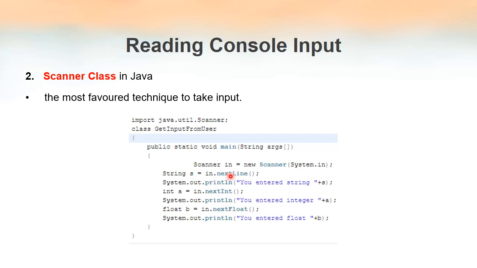All these, nextFloat, nextInt, nextLine, and some other methods also, are available inside the class Scanner. So if you want to access any of those methods, we need the object of class Scanner. In this example, in is the object of class Scanner. That is why we have written in.nextLine, in.nextInt, in.nextFloat.